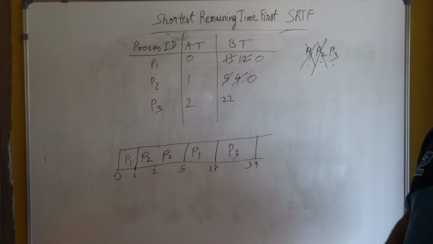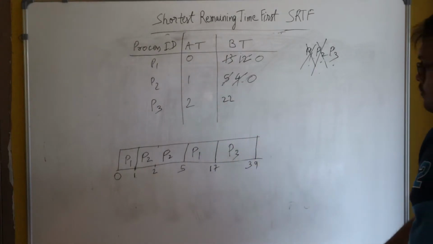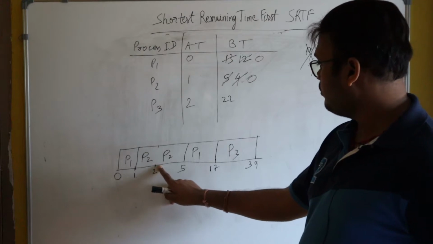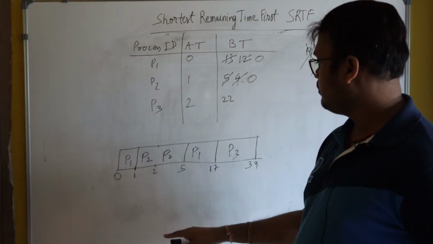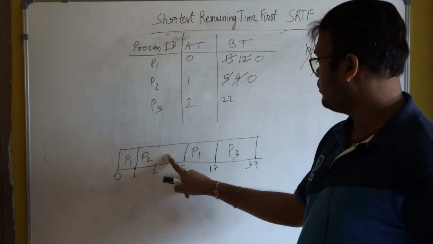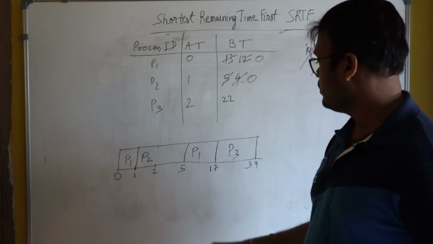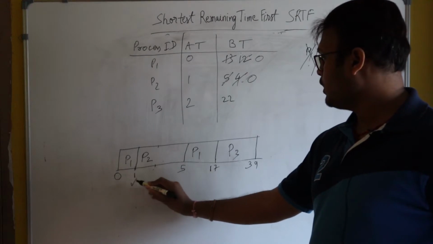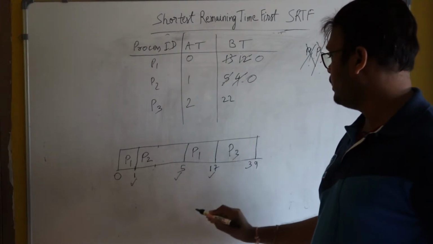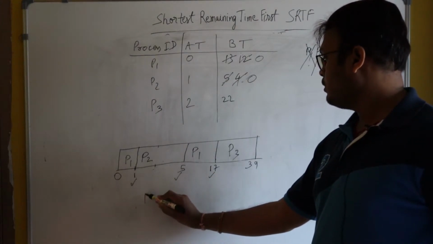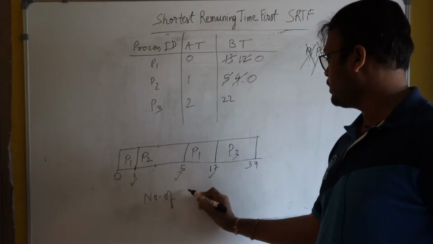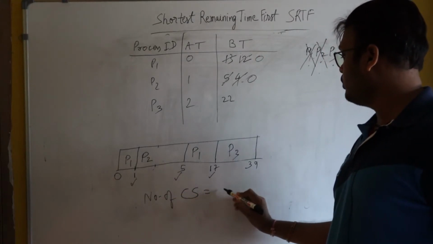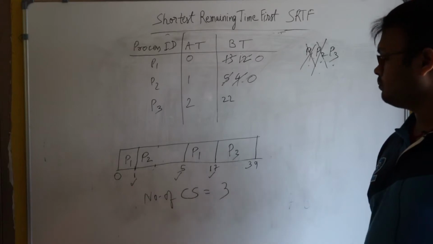So you see here how many context switchings have happened. Here I should write only P2. How many context switchings happened? 1, 2, 3. So the number of context switchings is equal to 3.